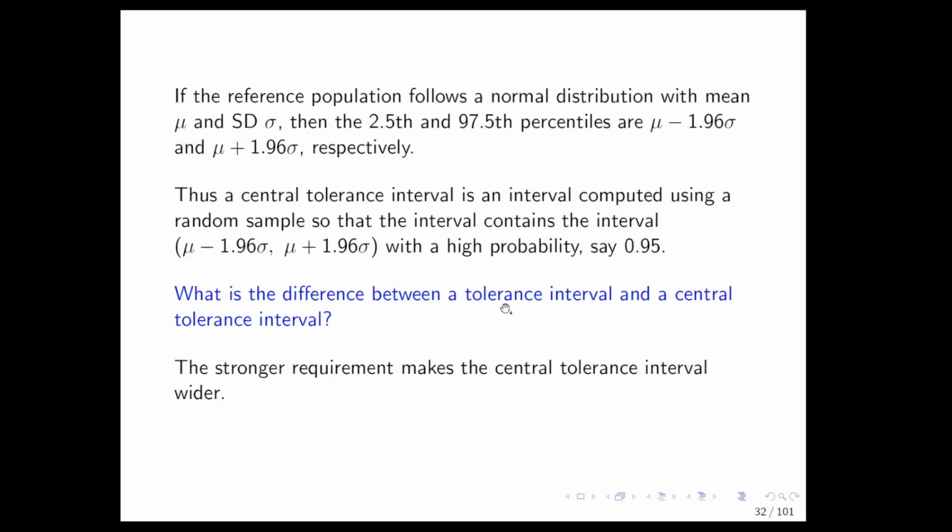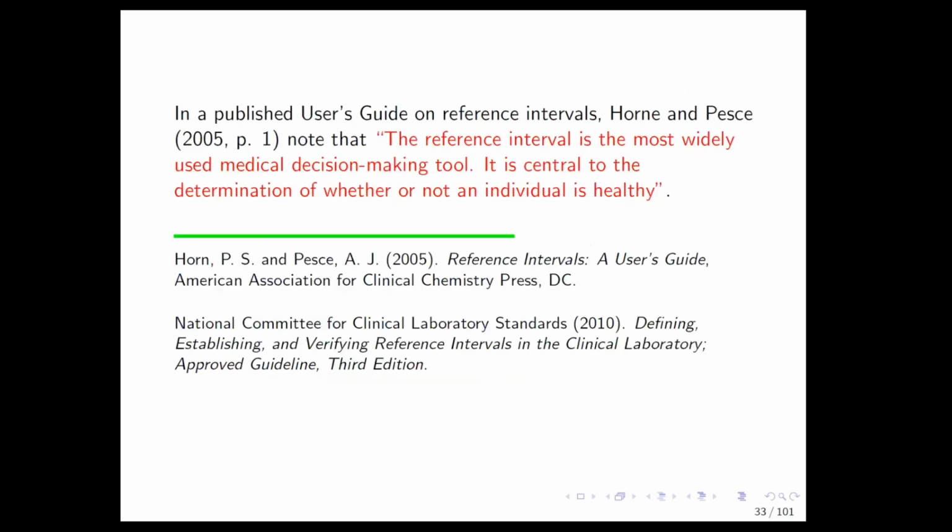central tolerance interval. Remember, a confidence interval is meant to capture a population parameter like the population mean. A central tolerance interval is meant to capture a population interval, namely mu minus 1.96 sigma to mu plus 1.96 sigma. So this is how the laboratory medicine people define what is called a reference interval or a central tolerance interval. Okay, I have explained the calculation here.